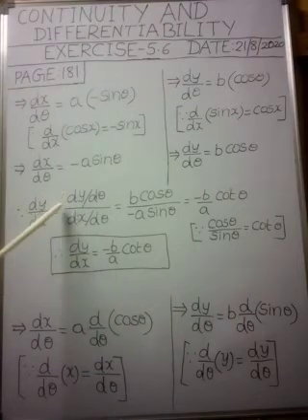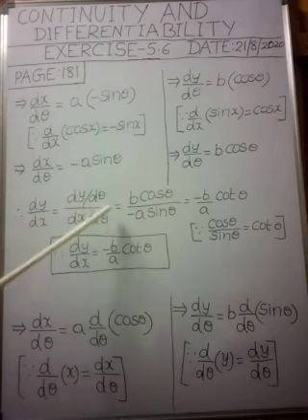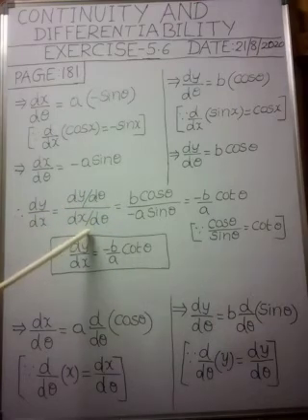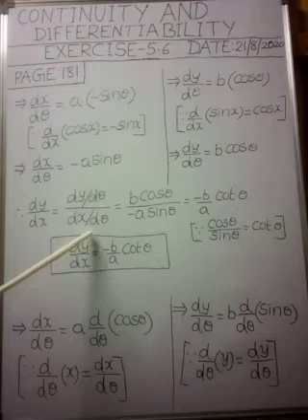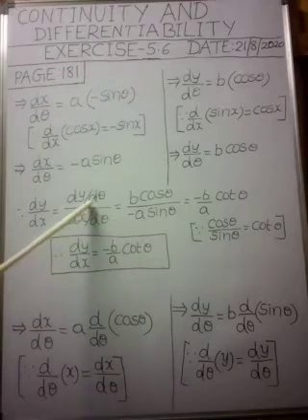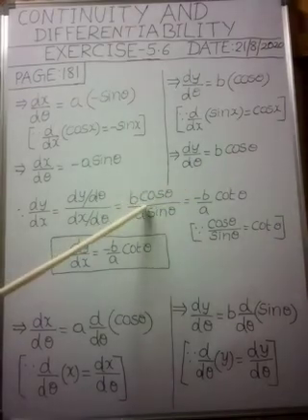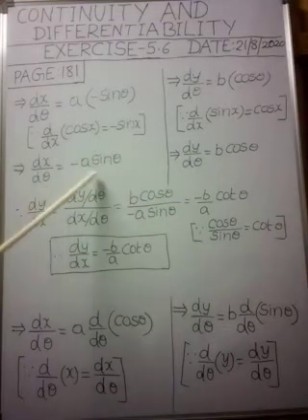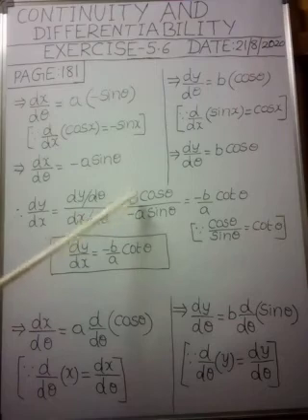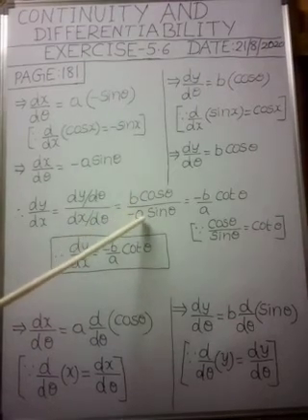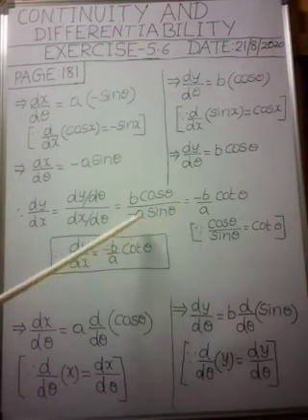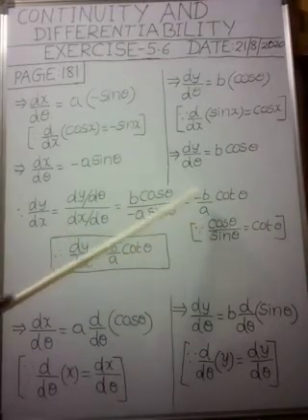Therefore dy by dx is equal to dy by d theta divided by dx by d theta. Okay, my dear children? Right. Is equal to dy by d theta. What is the value of dy by d theta? b cos theta. By, what is the value of dx by d theta? Minus a sin theta. We have to substitute the values here. Understood this step, my dear children? Right. That is equal to minus b by a.